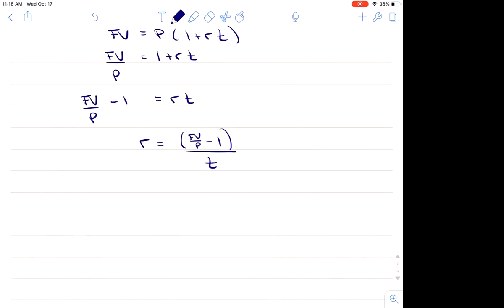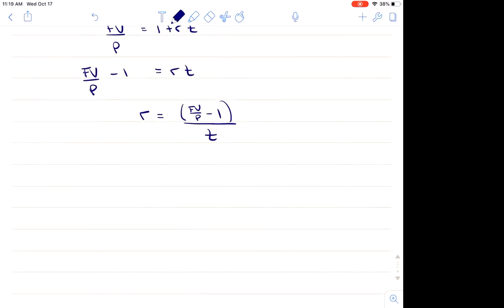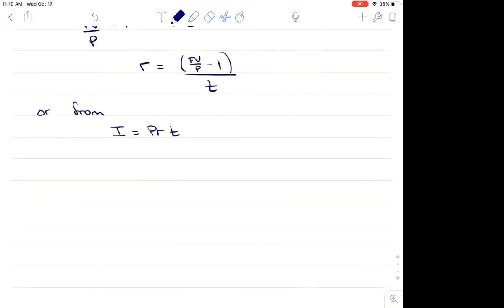So on your formula sheet, from I equals PRT and the future value, you have R in both of these. So depending on what information you have, if you have the amount of the interest and the principal and the time, then it's easier to solve for R, because then you can just say, well, then R must be I over PT. Or from I equals PRT, we know R is I divided by P times T.